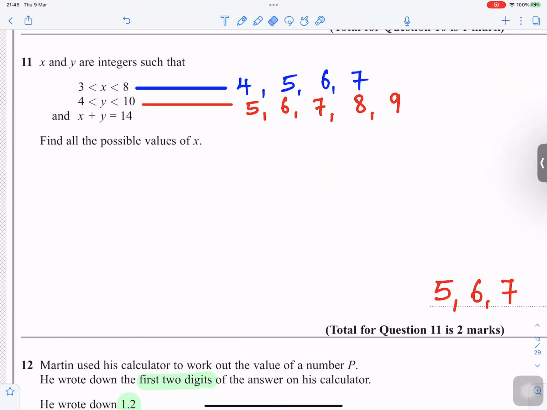Question number 11. x and y are integers such that 3 is less than x is less than 8, and 4 is less than y is less than 10. x plus y equals 14. Find all the possible values of x. So between 3 and 8, you have 4, 5, 6, 7. Between 4 and 10, you have 5, 6, 7, 8, 9. So the possible values are 5, 6, and 7.